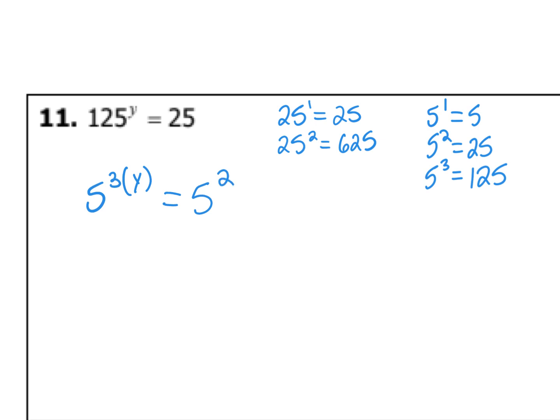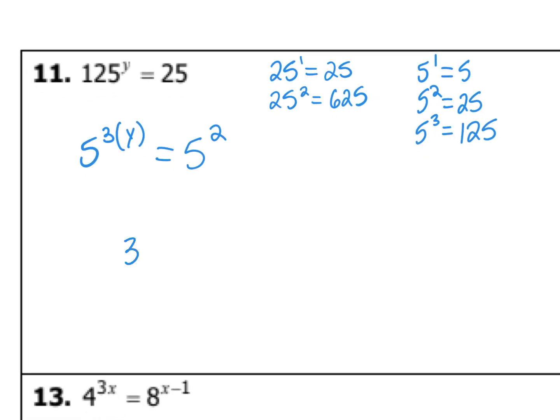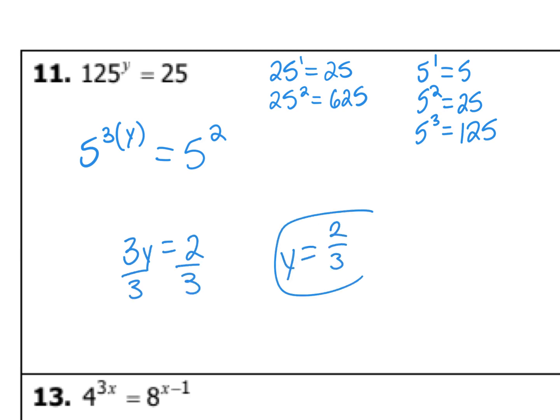Cool. And then can I do my exponent rule? Yeah, I just set them equal to each other. So 3 times y is just 3y equals 2. And then divide by 3. My answer is 2/3, or if you want to do a decimal, 0.6 repeating, or 0.67. Okay. Girls, you good? Yeah? Okay. Cool.